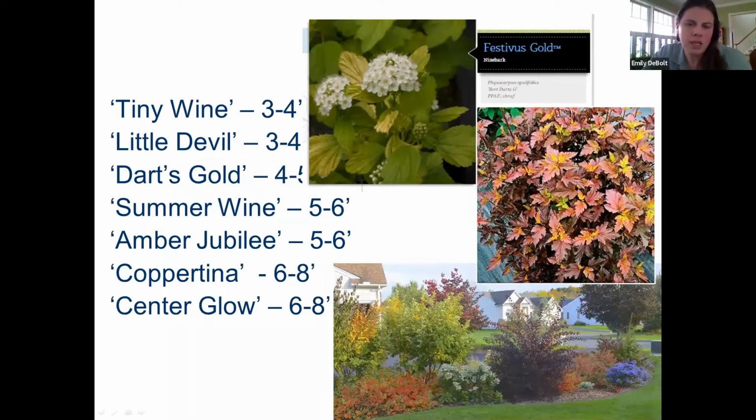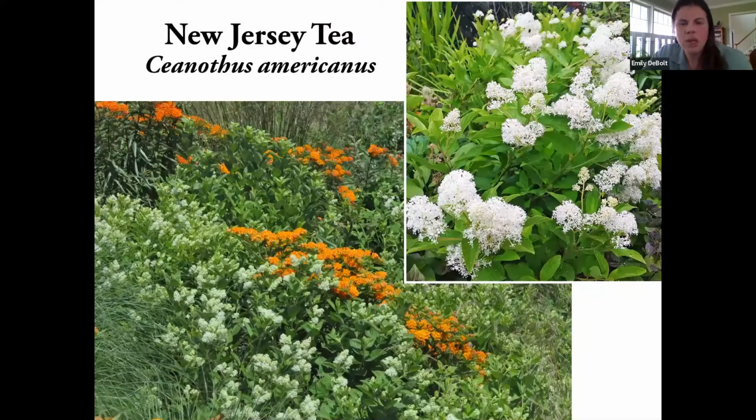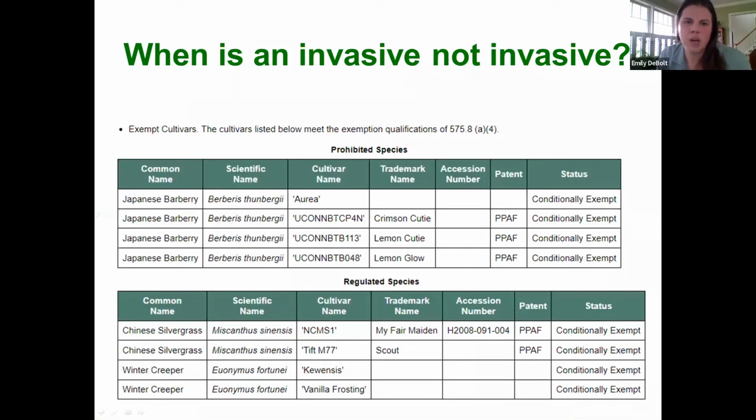New Jersey tea is a little less available. However, as natives have been making a name for themselves, it is easier and easier to find in places. And this is just a great shrub. It grows all along the Hudson ice meadows with the butterfly weed, as pictured there. And I love this one for mass planting as well. It's really nice.